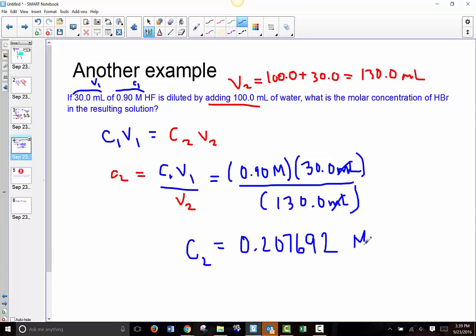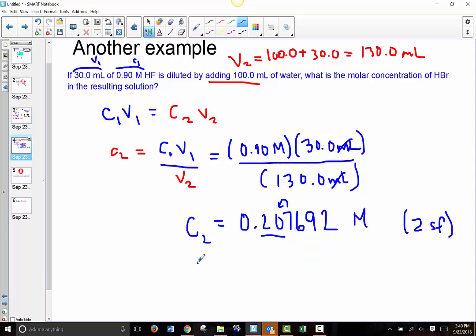And now if I look back at my sig figs, I can see that I am allowed to have, again, 2 sig figs in my answer, because this is a multiplication division question, so I am limited to the least number of sig figs in my data. So 2 sig figs will be right here, which means that I can round up that 0 to a 1 because the 7 is greater than 5. So C2, the final concentration, is 0.21 moles per liter. I've got my units in my answer and my sig figs.